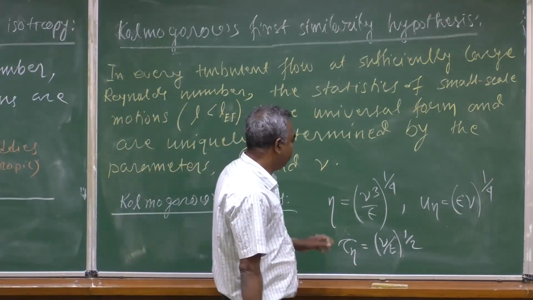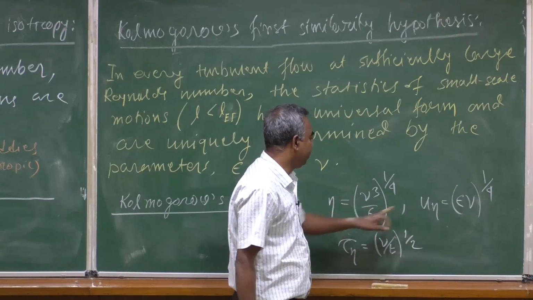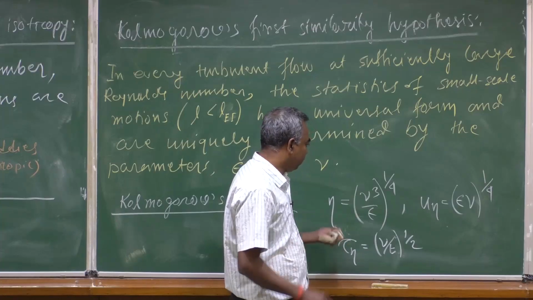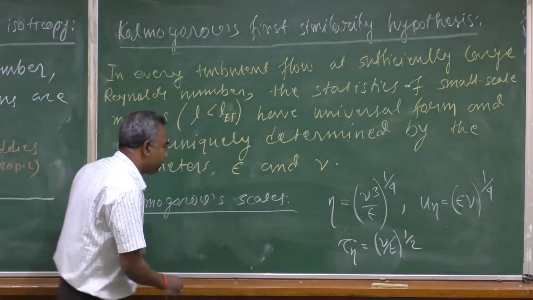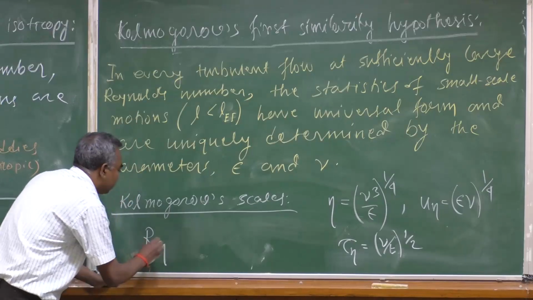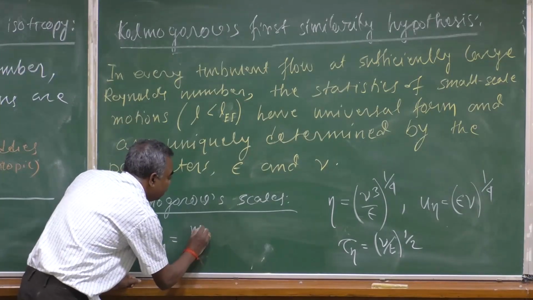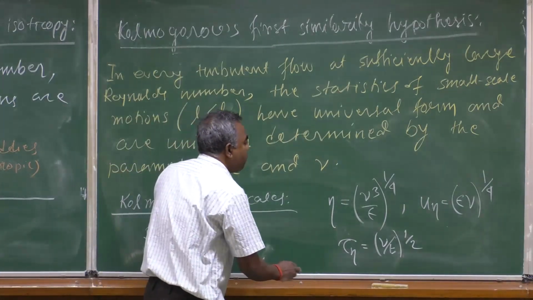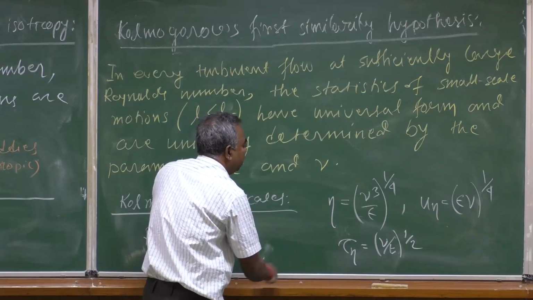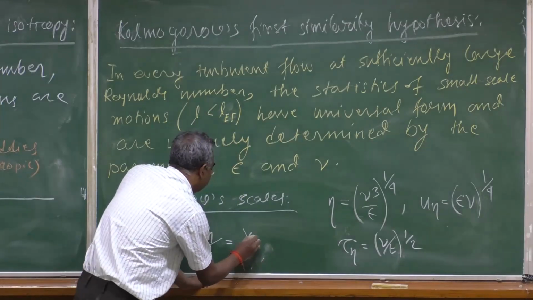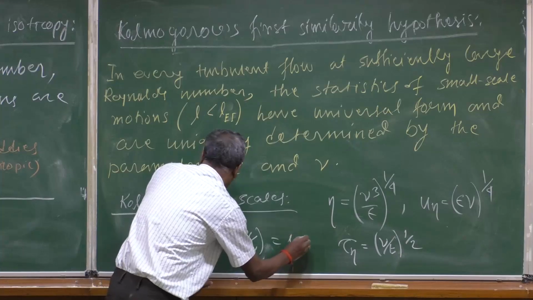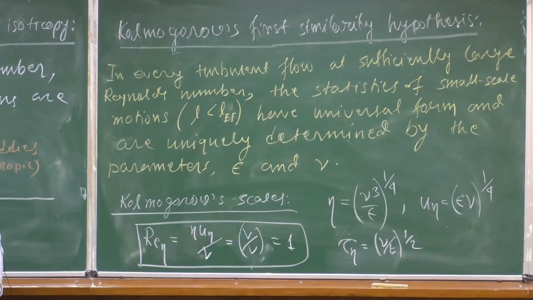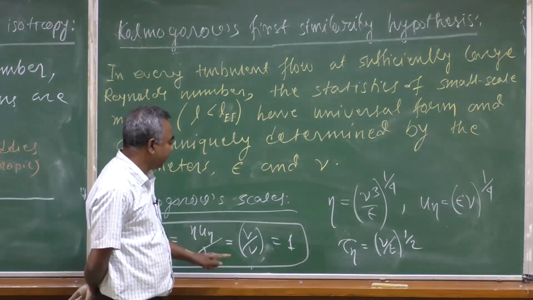So, if we define a Reynolds number based on these scales, then what is going to come? It should be 1, okay. That means if we define the Reynolds number based on that Kolmogorov scale, which is eta u eta by nu, let us see what it is coming. You see that this is essentially nu by nu, which is equal to 1, okay. So, this is one identity which is coming out from this hypothesis.